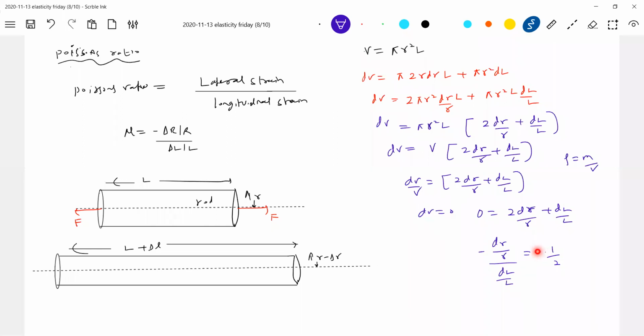This negative sign, let me keep here. Then dr by r by dl by l, what we can write this quantity as? Poisson's ratio, mu. So therefore, what should mu be equal to? 1 by 2. This is the maximum possible value. It cannot be greater than this particular thing. And it can be 0.